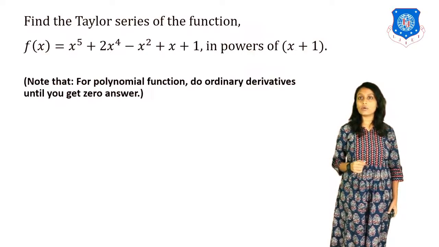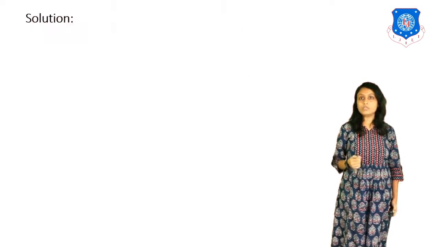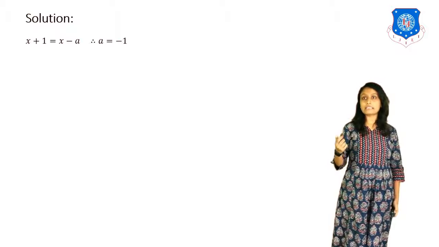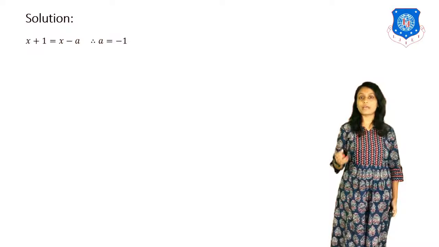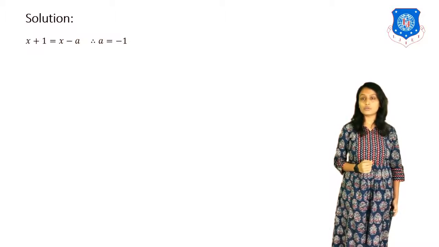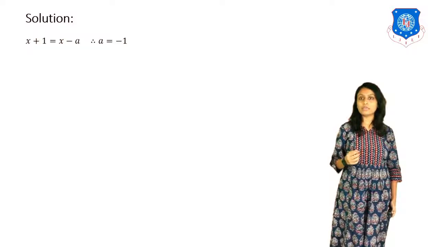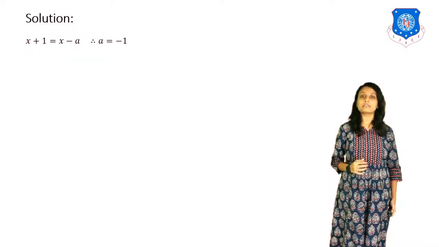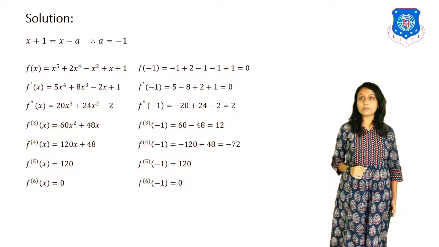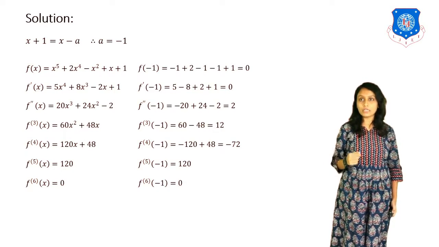Now, as you can see in the question, we have to expand in powers of x plus 1. So we will compare this x plus 1 with x minus a, because we have the formula in powers of x minus a. Just compare it, so you will get a is equal to minus 1. Now we have to take the function f(x) and take its derivative up till we get answer 0.